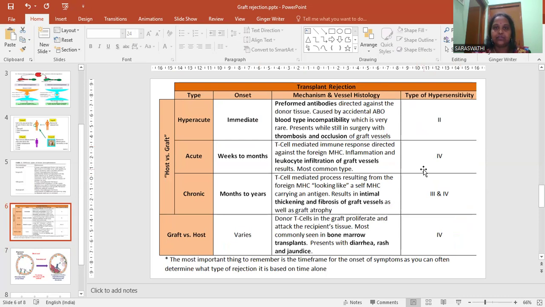Thank you, students. I hope you understood the graft rejection mechanism and the different types of organ transplantation. In the next class, we are going to study the different types of graft rejection in detail.